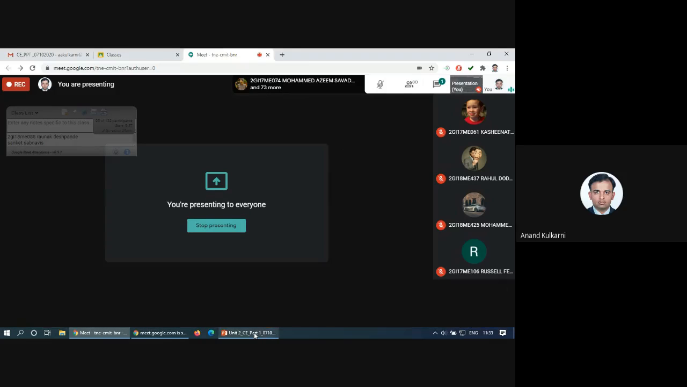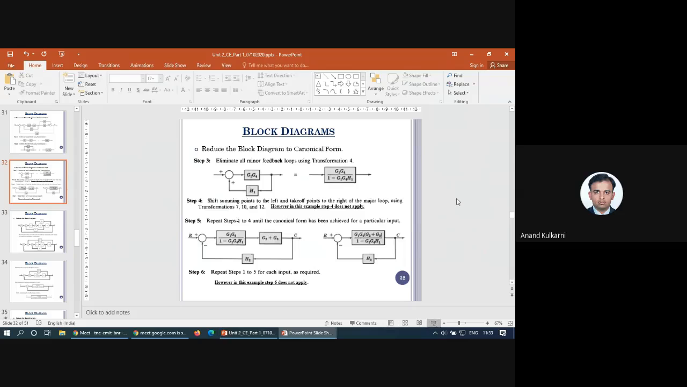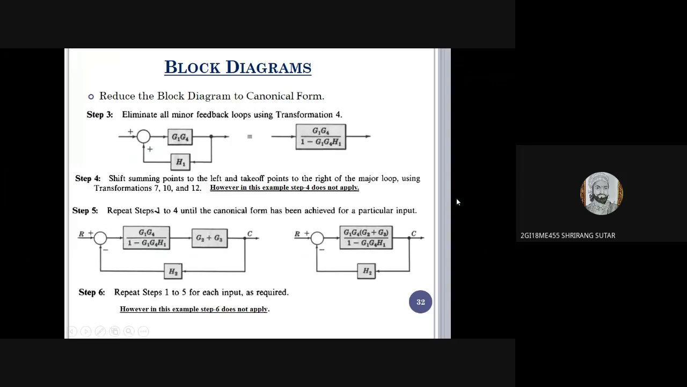Sriran, can you tell me which step you are asking? Last step means which one? So, Sriran, step 6, which one? Step number 6 is not there, because here in this problem, step number 6 is not there.